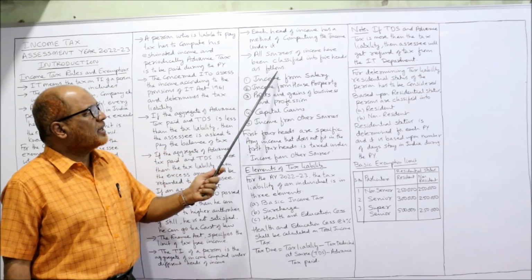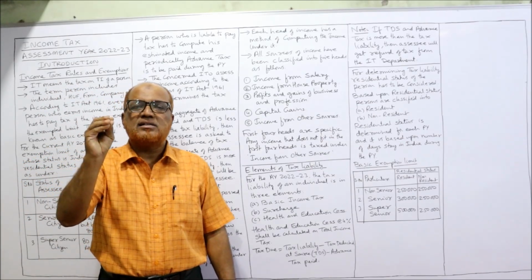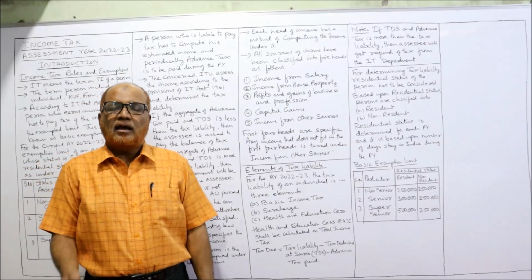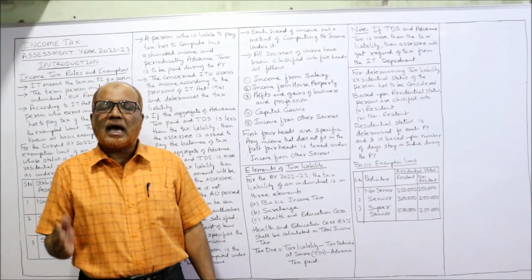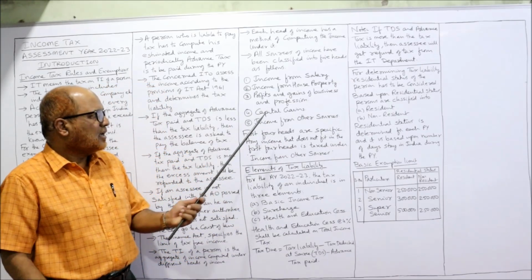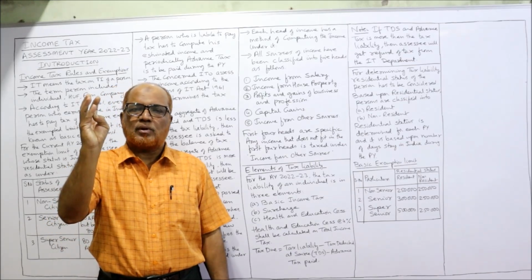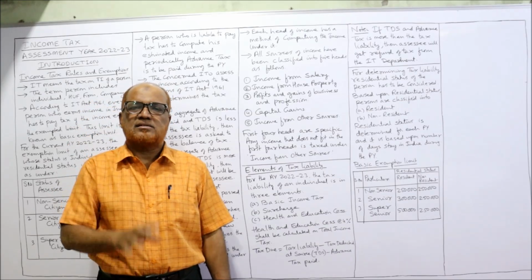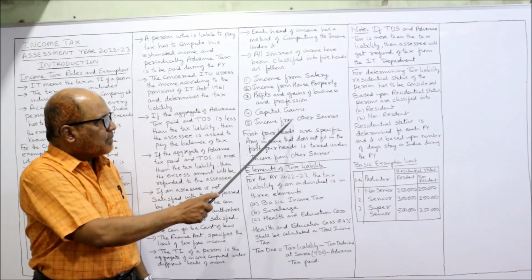Next, all sources of income have been classified into 5 heads. Just now I told you, the total income of a person will be divided into 5 heads according to the income tax provisions. What are the 5 heads? Income from salary, income from house property, profits and gains of business and profession, capital gains, and income from other sources. These are the 5 heads. Now, the first 4 heads are specific heads: income from salary, income from house property, profits and gains of business or profession, and capital gains. And the 5th head is a residual head. The 5th head is income from other sources.